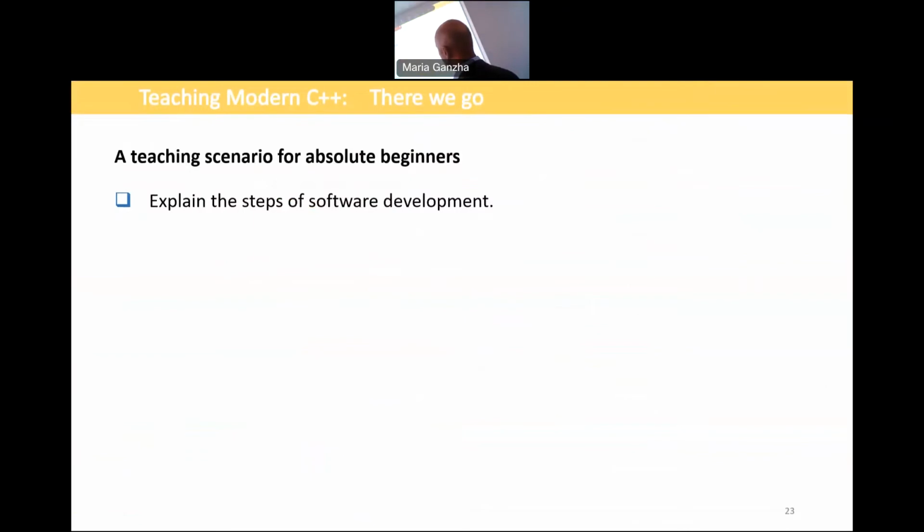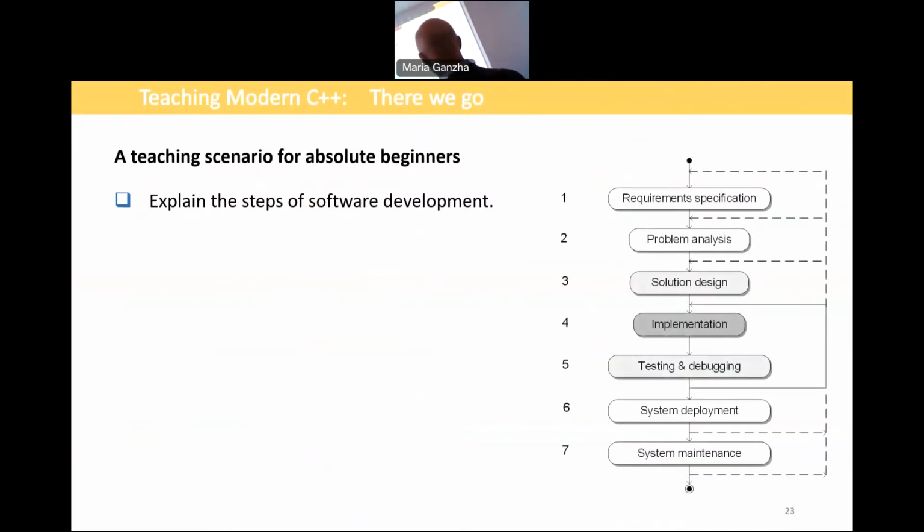Explain the steps of software development. So this is also important, not only implementation, point 4, but from the very beginning, we can teach more of actually not C++ only, but of computer science. So what is an algorithm? What steps should be taken? This requirement specification, problem analysis, solution design, then implementation, but also testing and debugging, system deployment, maintenance.